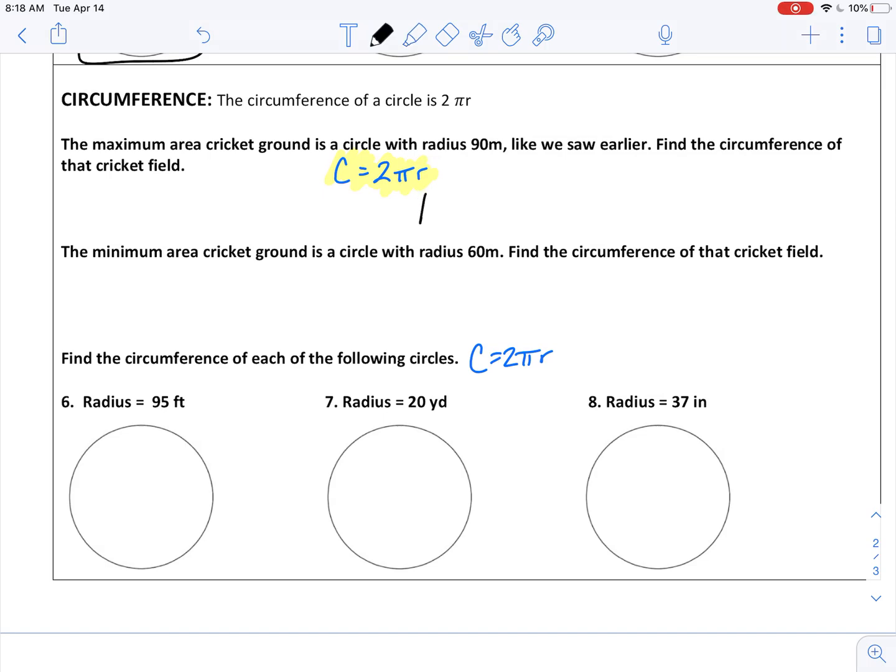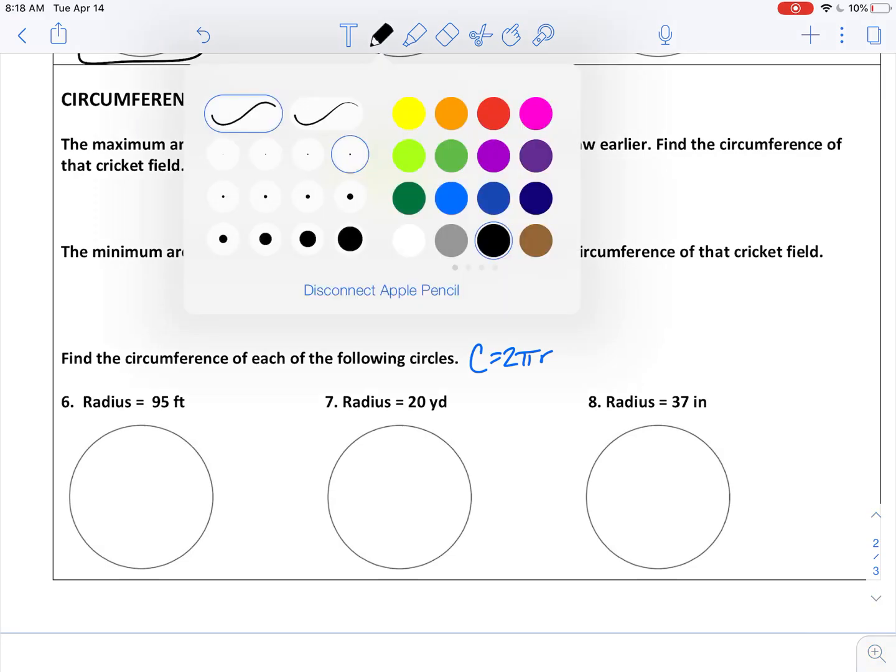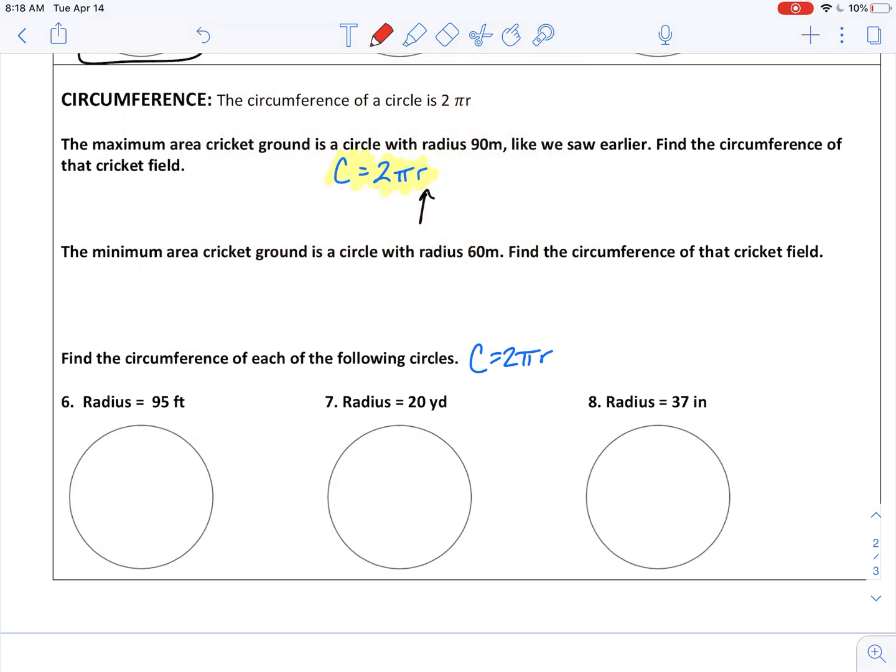Okay, and our last problem type here, we're finding circumference. So I'm going to give you the radius. I'm going to ask you to find the circumference using this formula. So the only thing we'll substitute in for in this problem type is r. I'm only ever going to give you r.